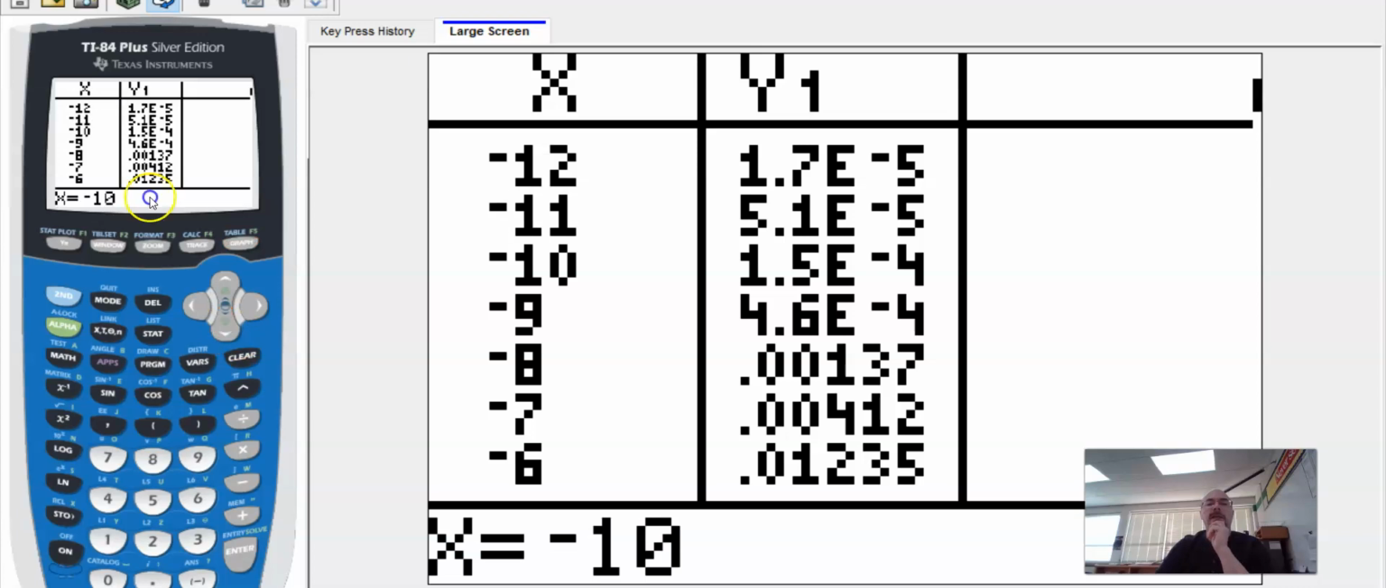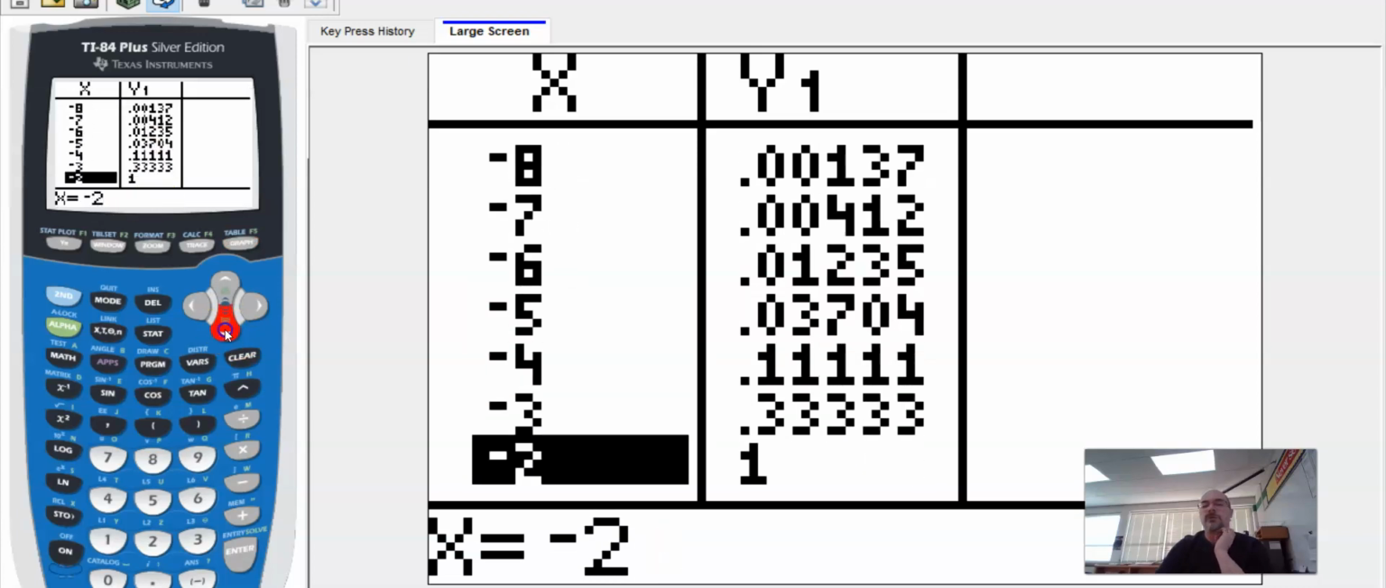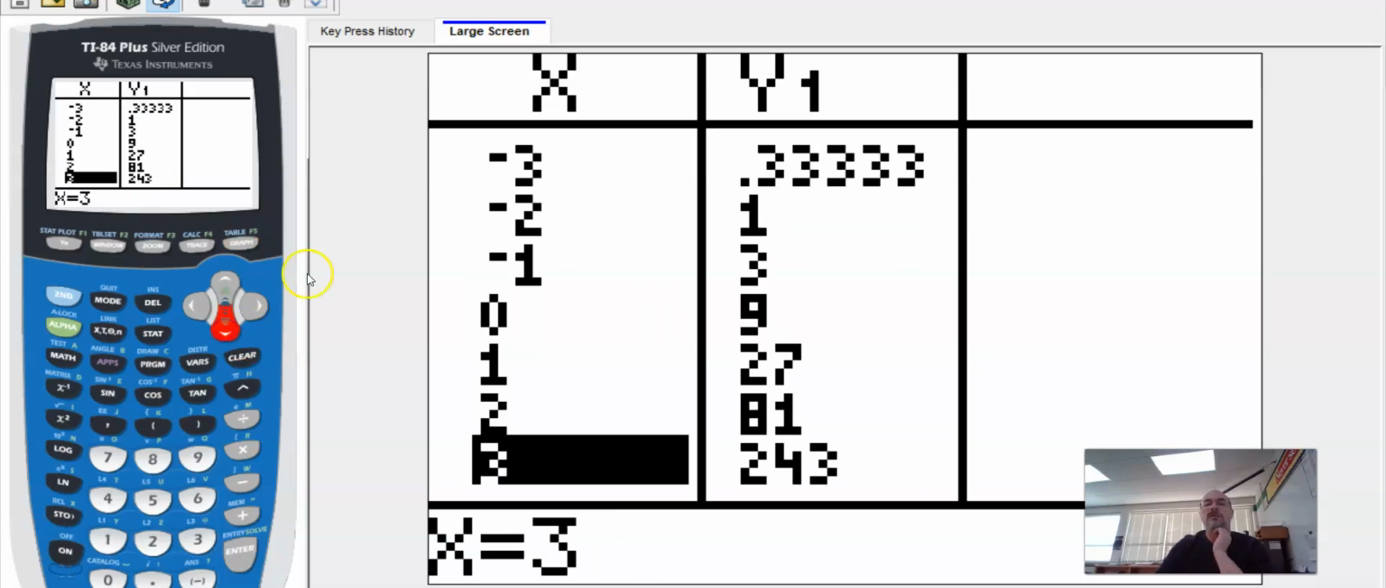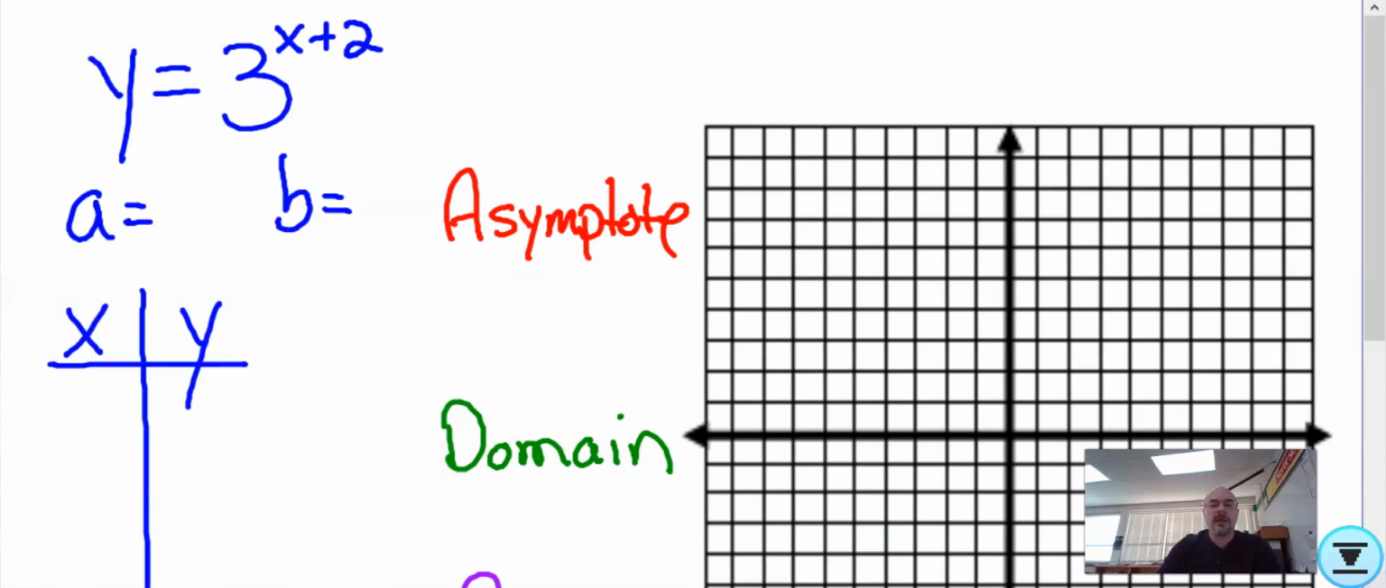Okay, well, let me get down so I can find some numbers to graph. Okay, so it looks like -2, 1, -1, 3, 0, 9. Okay, let me graph those. So -2, 1, that would be right here. -1, 3, that would be right there. 0, 9, that would be right there.